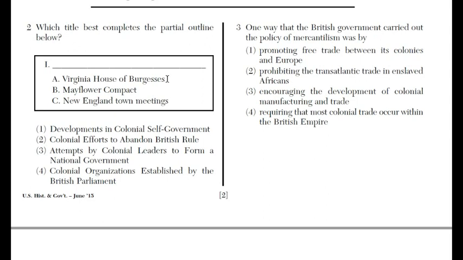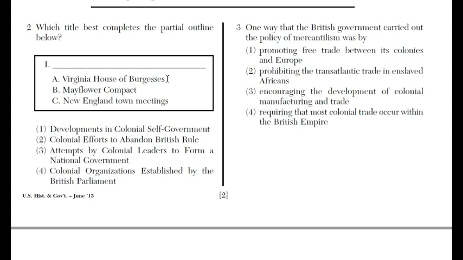Okay. Third item there, C, New England town meetings. We remember that in New England, you had these small towns surrounded by small farms, as opposed to Virginia. Virginia, we recall, was all about big plantations, and so you didn't really have towns the way you had in New England. New England was all about small farms clustered around a village.